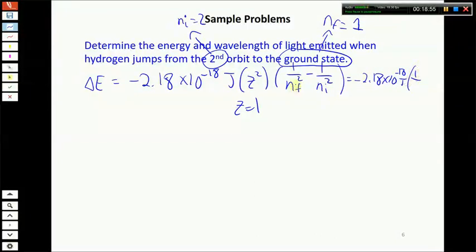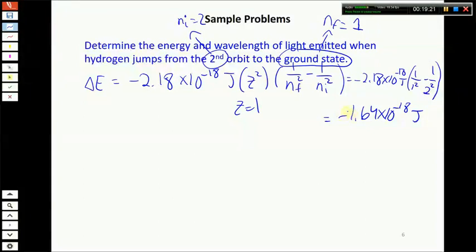So the final value of N is 1, and the initial value is 2, so it's 1 over 1 squared minus 1 over 2 squared. And the number we should get from that is minus 1.64 times 10 to the minus 18 joules. Now, as I said before, if we were calculating delta E and that was our final answer, we would stop here, and the sign being positive or negative would be very important.